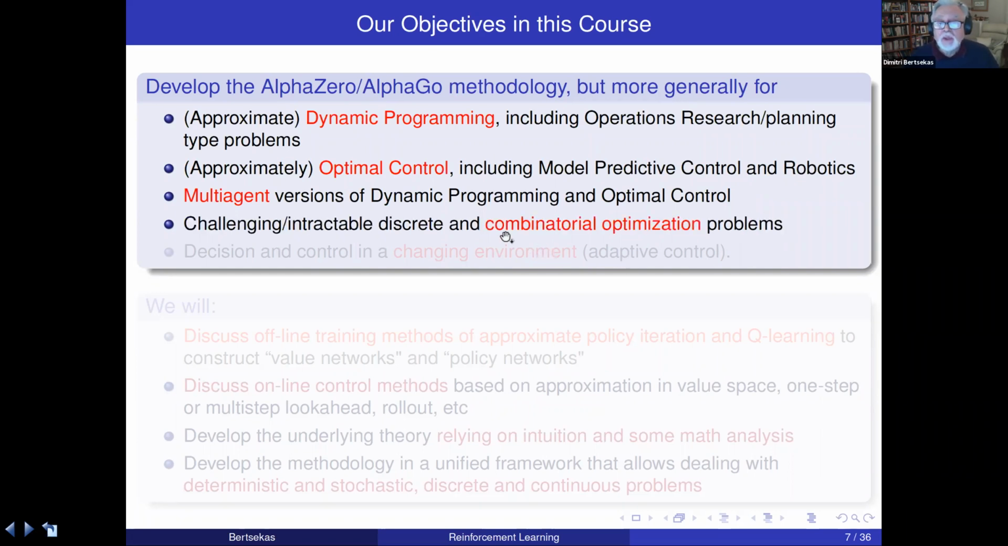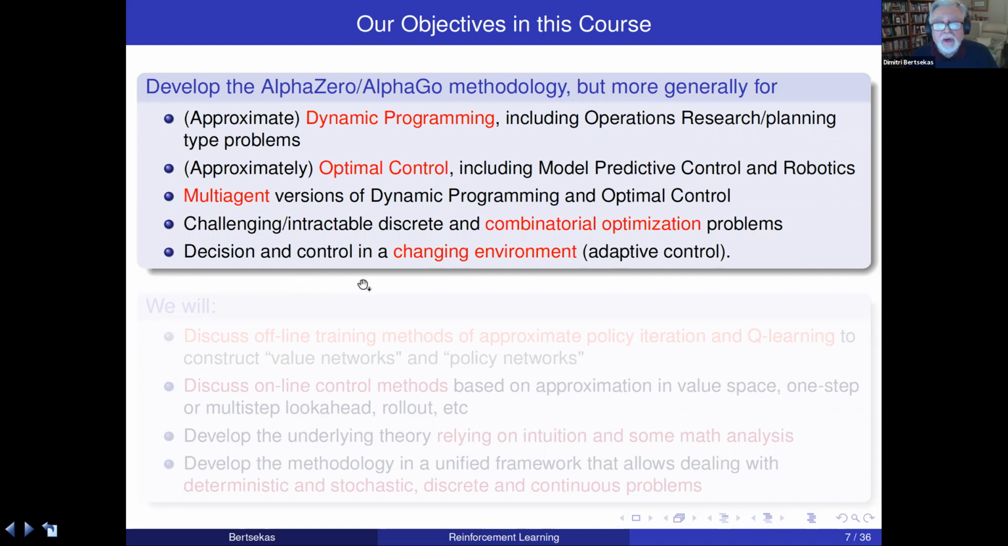We're going to look at deterministic discrete optimization problems, combinatorial problems, like traveling salesman problems, scheduling problems, routing problems, very difficult problems, and we're going to embed them within dynamic programming and then use approximation techniques to try to solve them, particularly the technique of rollout that I mentioned in the previous slide.